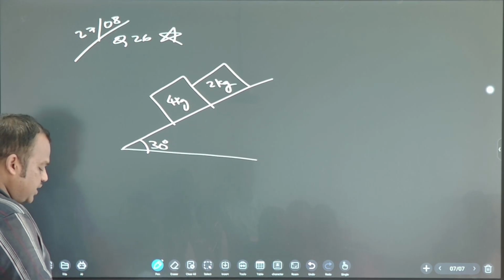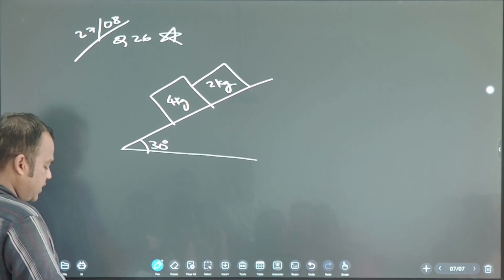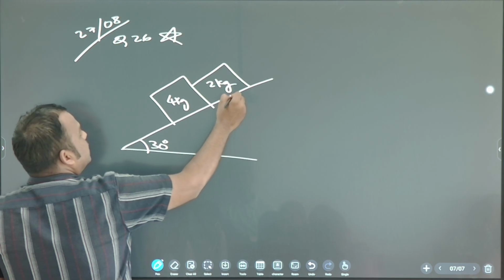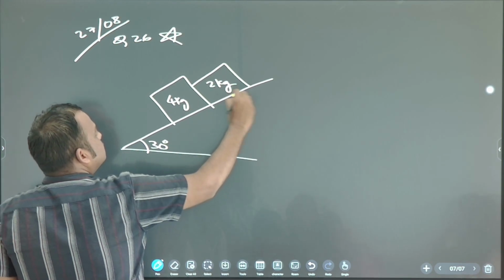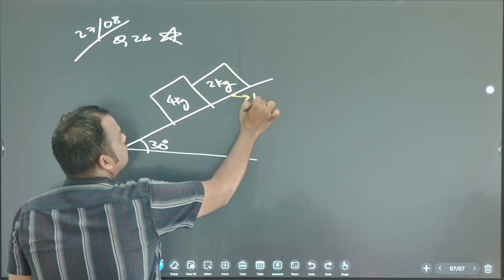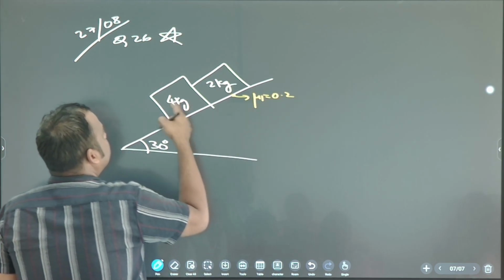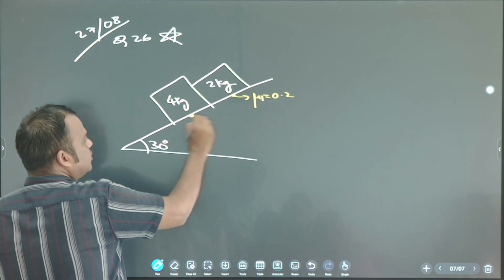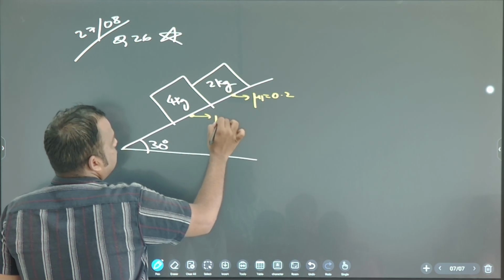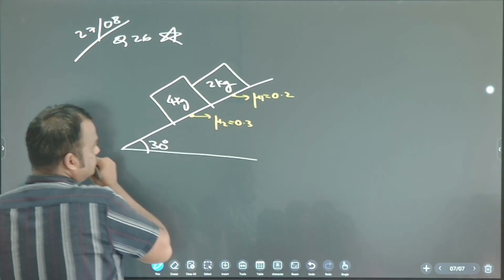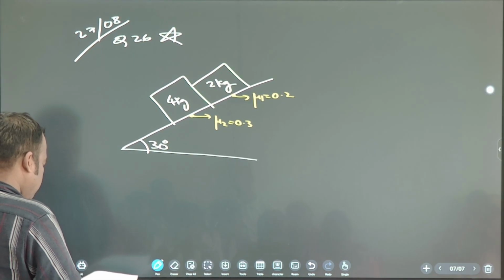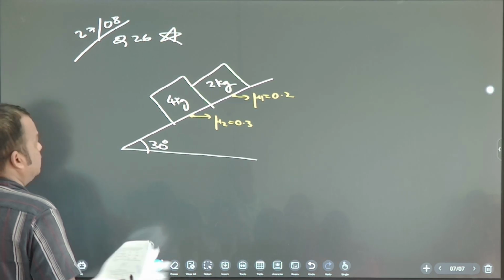The friction coefficient between the 2 kg block and the incline is 0.2. Mu1 is equal to 0.2. Between the 4 kg block and the inclined plane, the coefficient of static friction is 0.3. Mu2 is equal to 0.3. What is the acceleration of the 2 kg block?